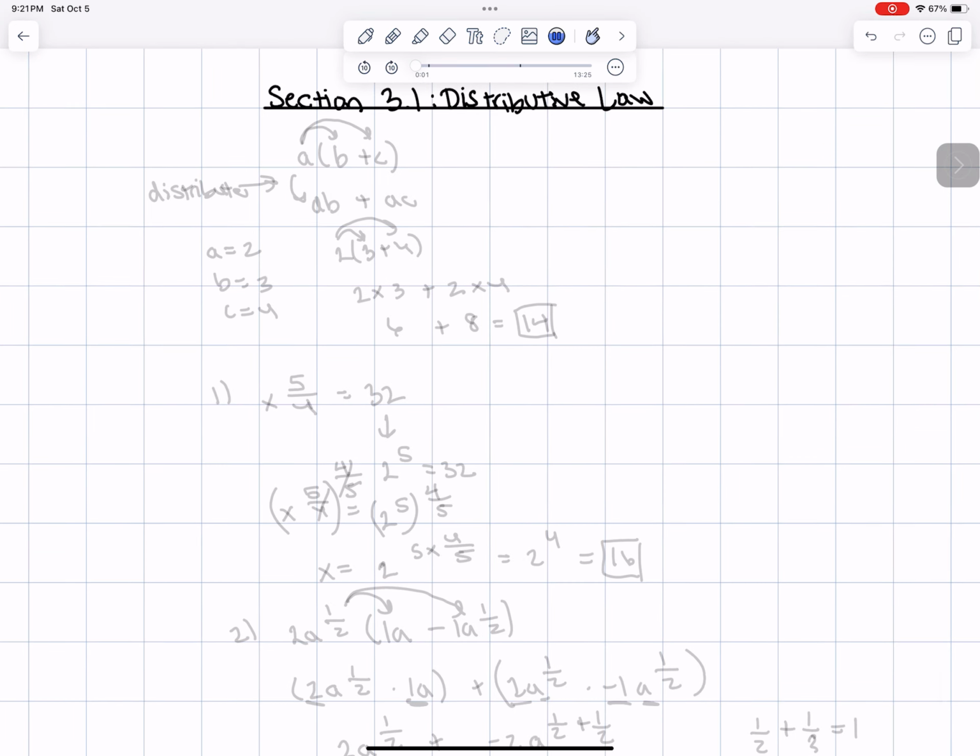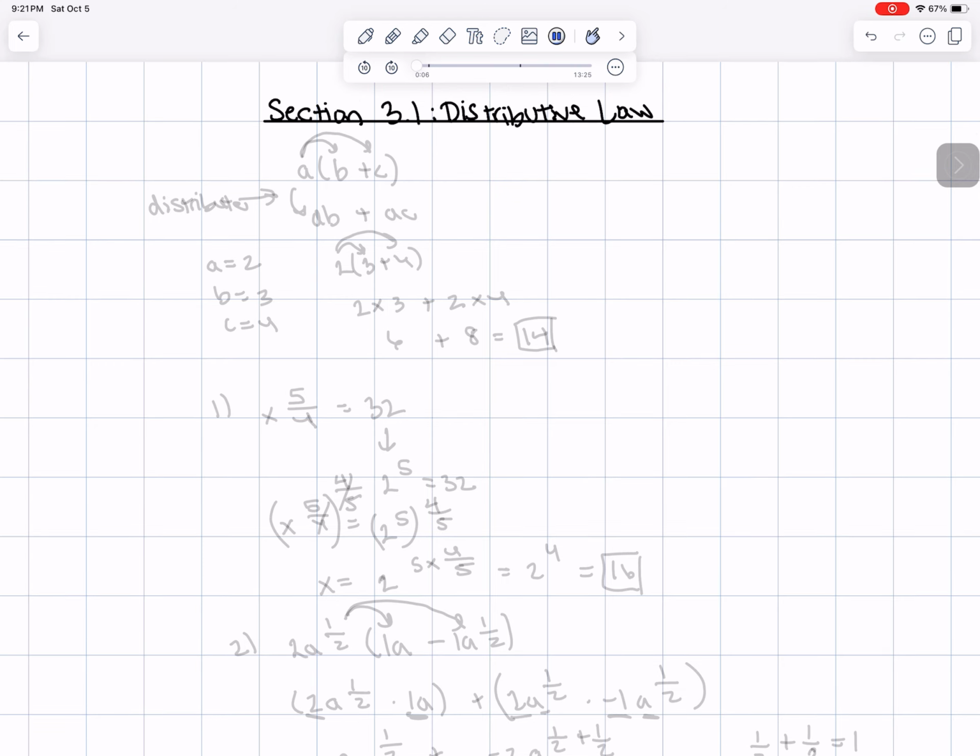Okay, so this is section 3.1, going over the distributive law. Let's do a little deep dive into what the distributive law is. This property is an algebraic property that connects addition and multiplication. It states that, let's say you have A, B, and C.